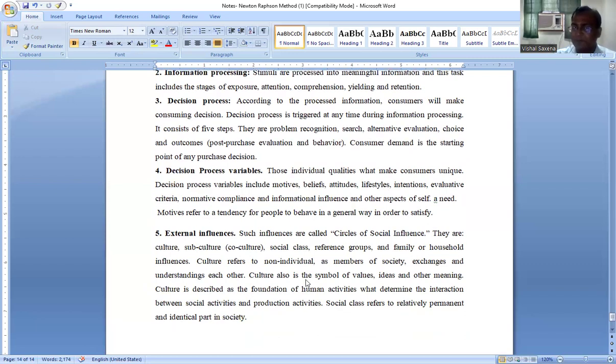So, what is the meaning of culture? Culture refers to the non-individual as members of society, exchanging and understanding each other. Culture is also the symbol of values, ideas, and other meaning. Culture is described as the foundation of human activities, which determines the interaction between social activities and production activities. Social class refers to the relatively permanent and identical part in the society.